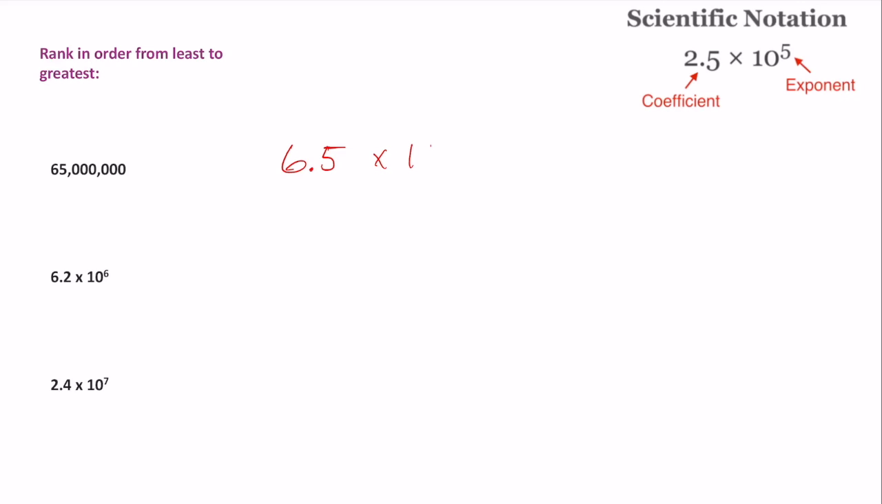And then times 10 to what power? So how many spaces am I moving? Well, 6.5 is right there. So I had to go 1, 2, 3, 4, 5, 6, 7. I moved 7, right? Times 10 to the 7th. Okay? And then the next 2 are actually already in scientific notation, so that makes it really easy. Times 10 to the 6th, and then 2.4 times 10 to the 7th.